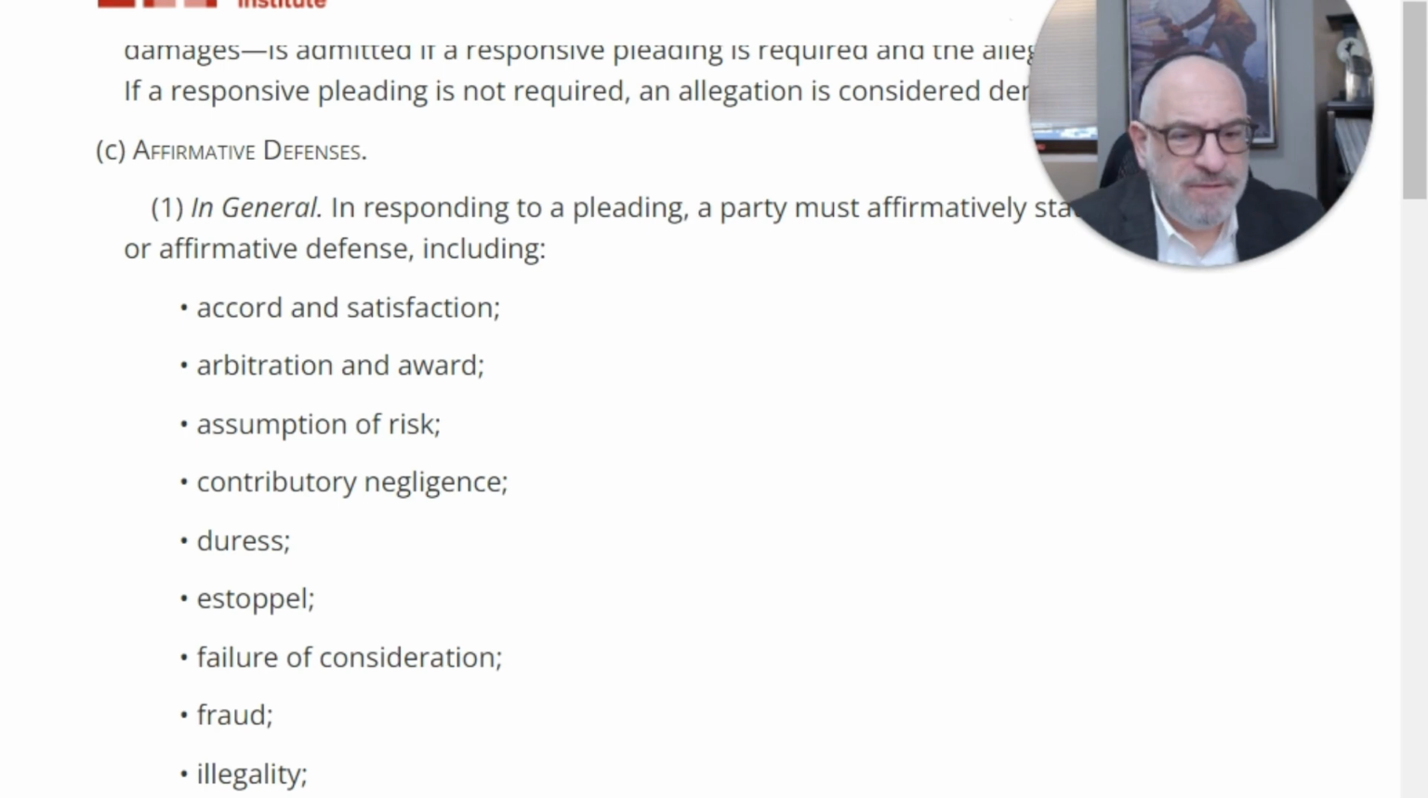Estoppel. That's a very broad, equitable concept, but it basically means that for some reason based on the rules of equity, what you might call fairness, it's inappropriate for you to try to get the relief that you're seeking.